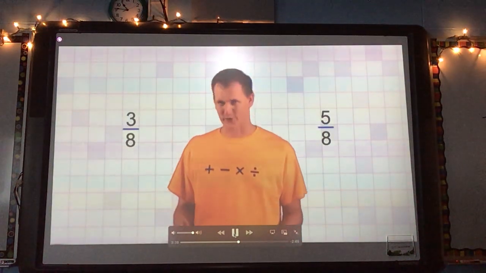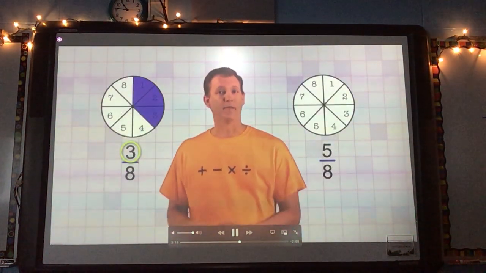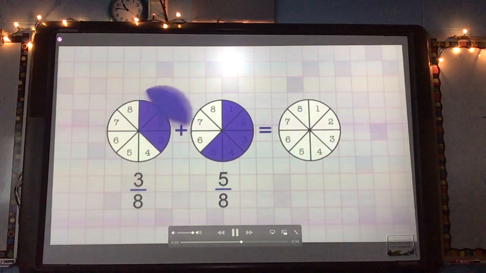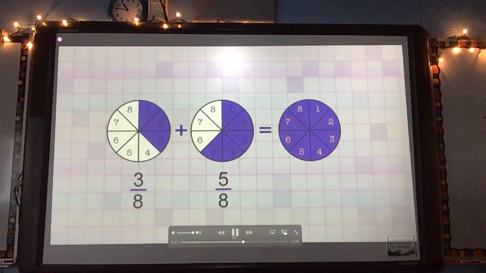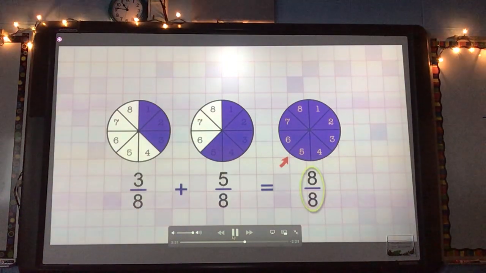And we can use any shape we want, so I'm going to use a circle this time. So we have 3 out of 8 here and 5 out of 8 here. Just like our last problem, we can add these by combining the parts. So let's put these 3 over here with these 5. And, well, what do you know? That fills up all 8 sections. So 3/8 plus 5/8 equals 8/8, or 1 whole circle.